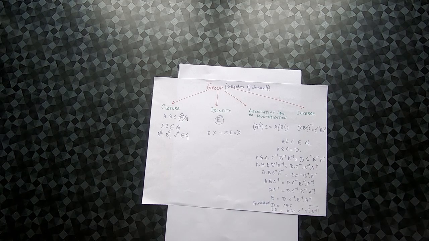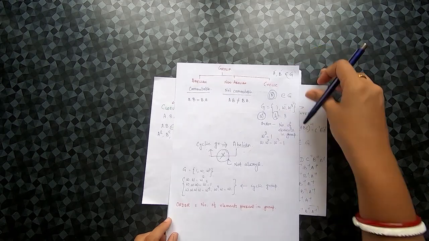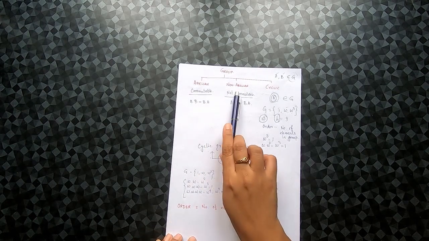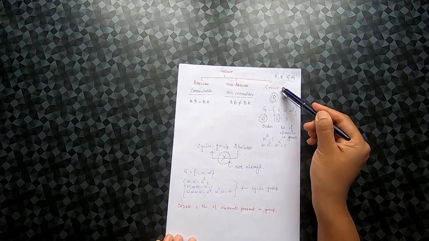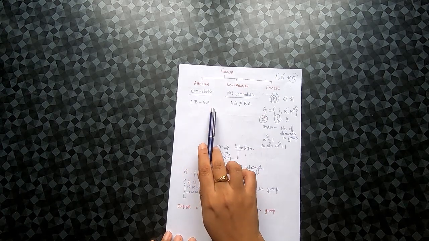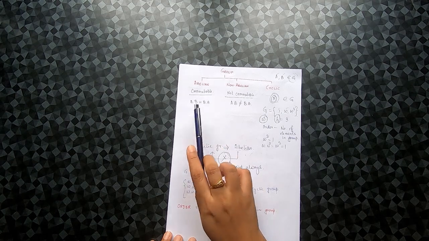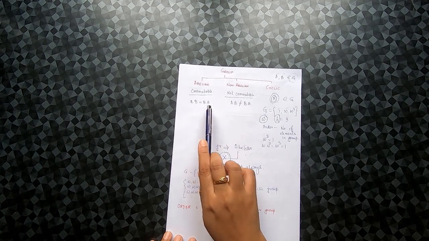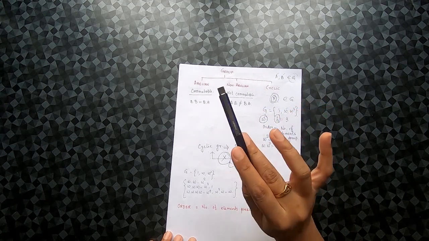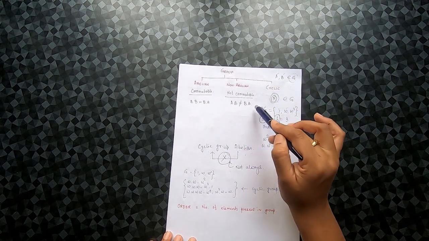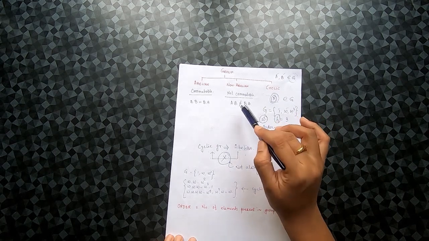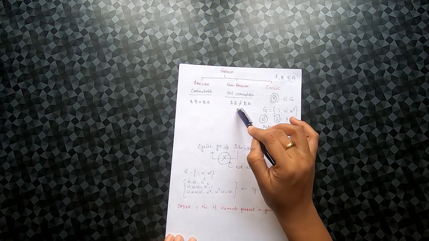Groups can also be classified into three types. Those are abelian, non-abelian and cyclic. In abelian group, elements are commutable with respect to each other. Okay, which means A dot B equals B dot A. In non-abelian group, the elements are not commutable with respect to each other. That means B dot A is not equal to A dot B.